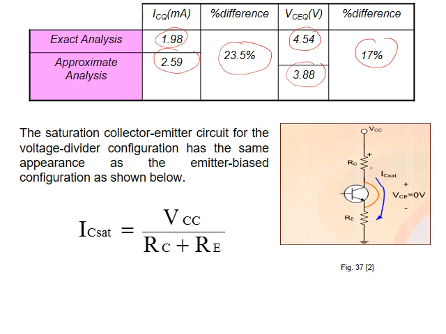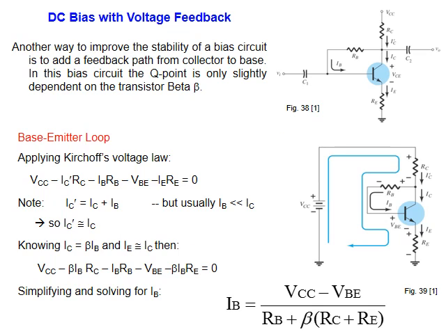Now again, back to saturation. You see here VCE equals 0. And then the same previous equation discussed for emitter bias is applied here. Now one more circuit, the fourth circuit, which is DC bias with voltage feedback. In DC bias with voltage feedback, as you can see here, what I will do is connect RB, rather than to VCE, to VC.